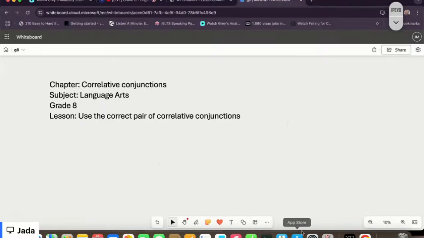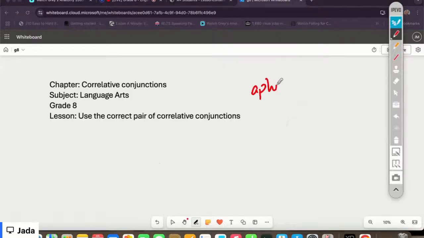Today we will have correlative conjunctions. First, you have to log in using aplusstudent.com. Click on your name, move on to Language at Grade 8. Chapters: Correlative Conjunctions. The lesson will be Use the Correct Pair of Correlative Conjunctions.